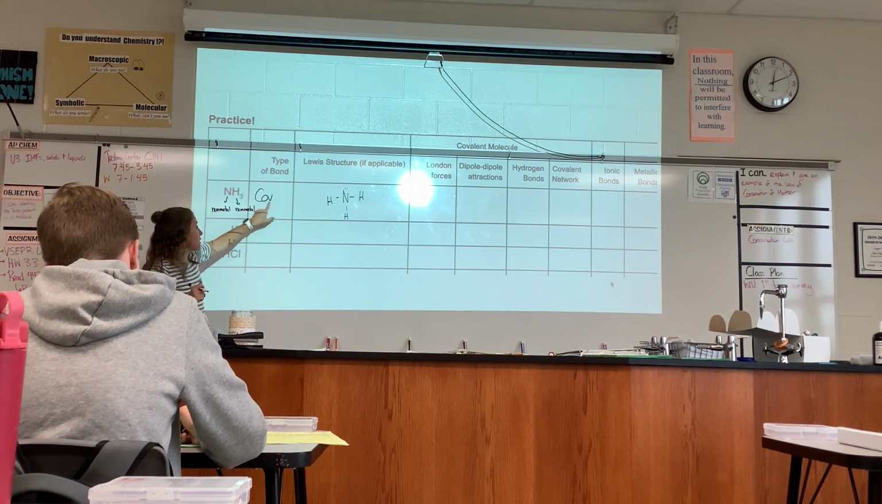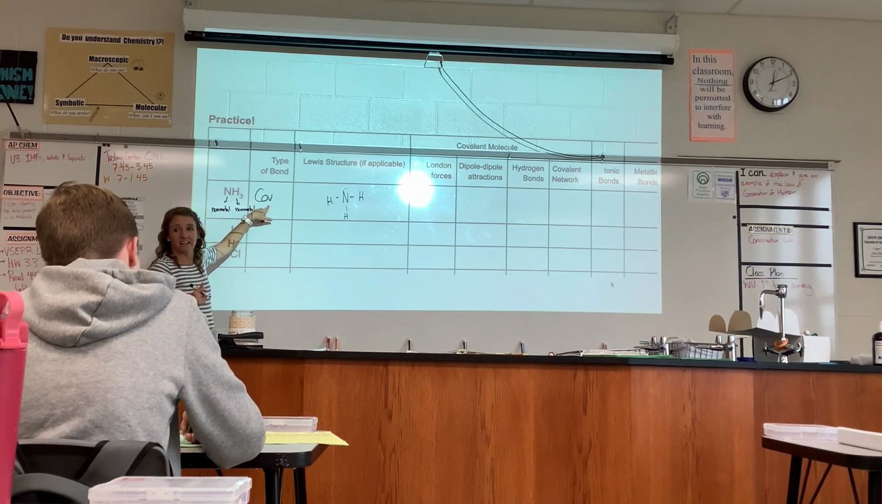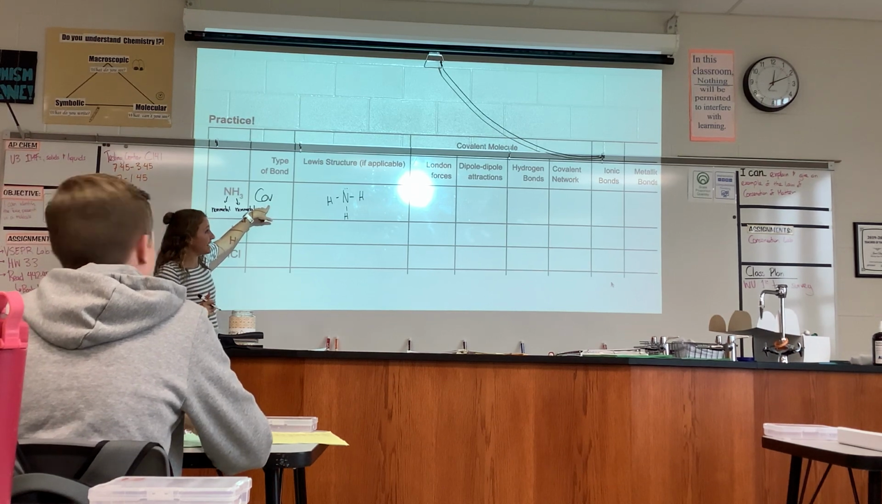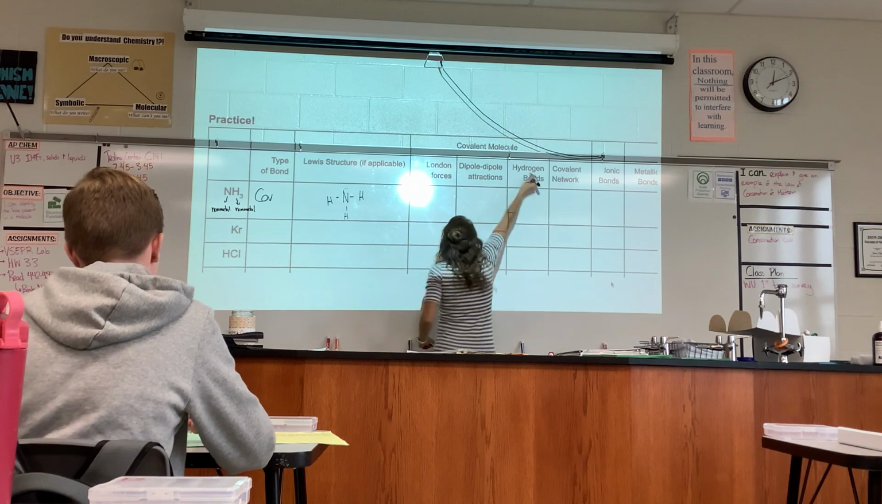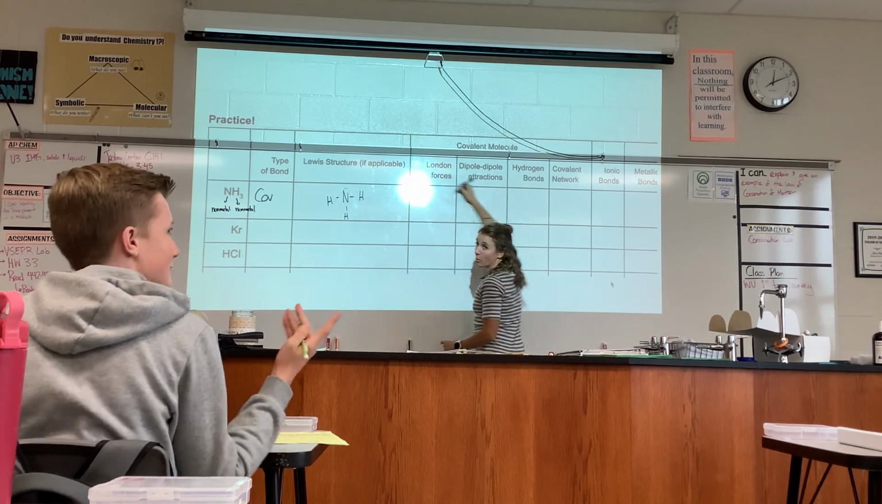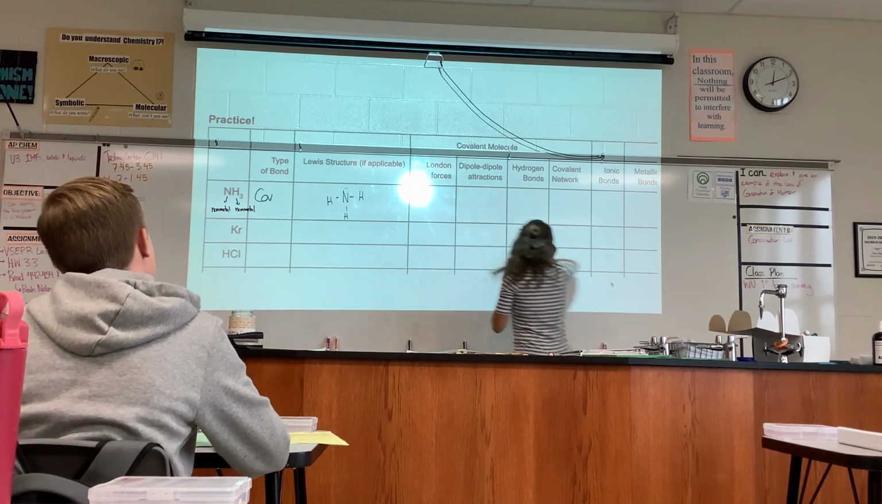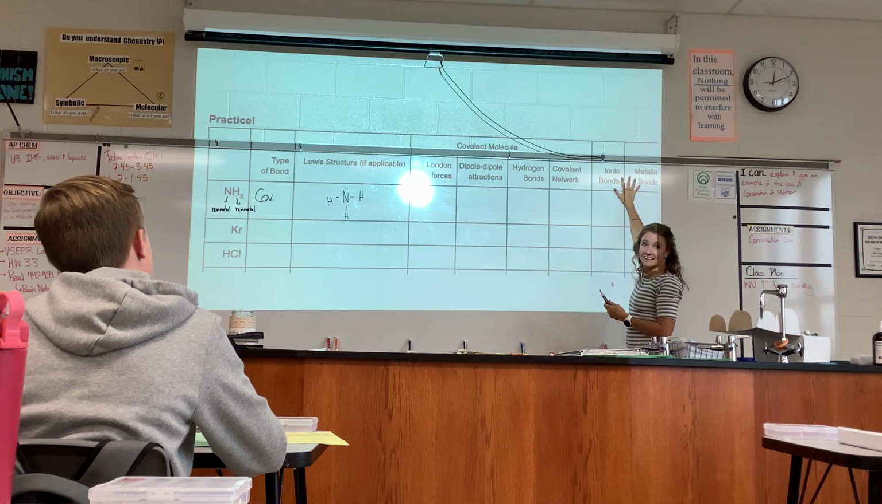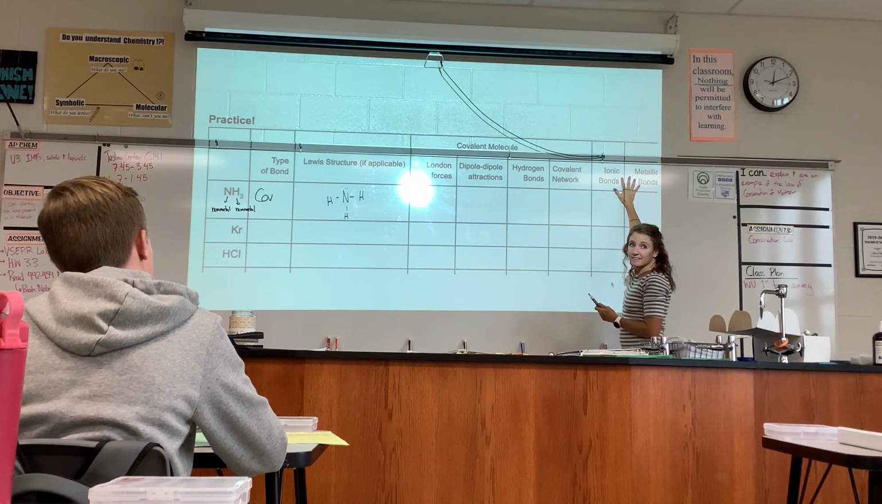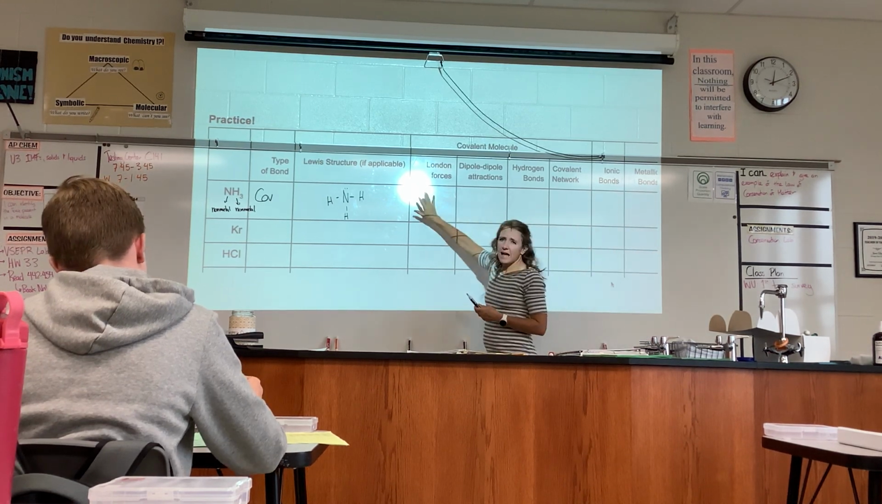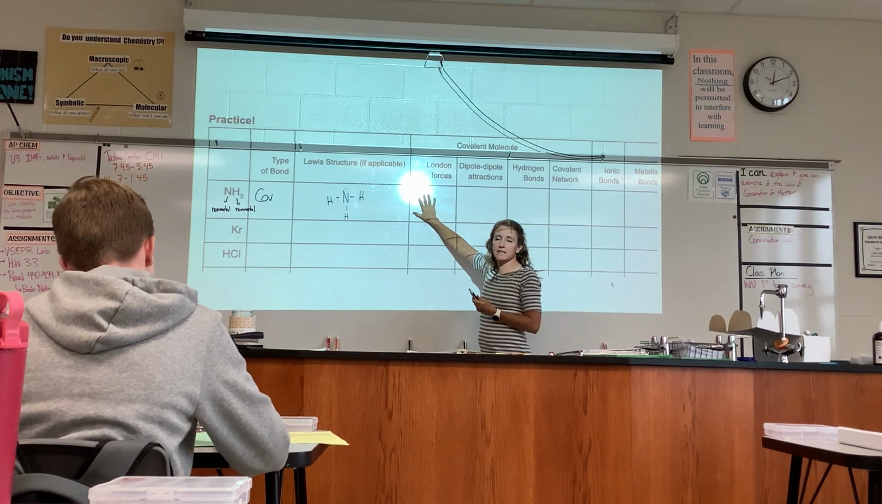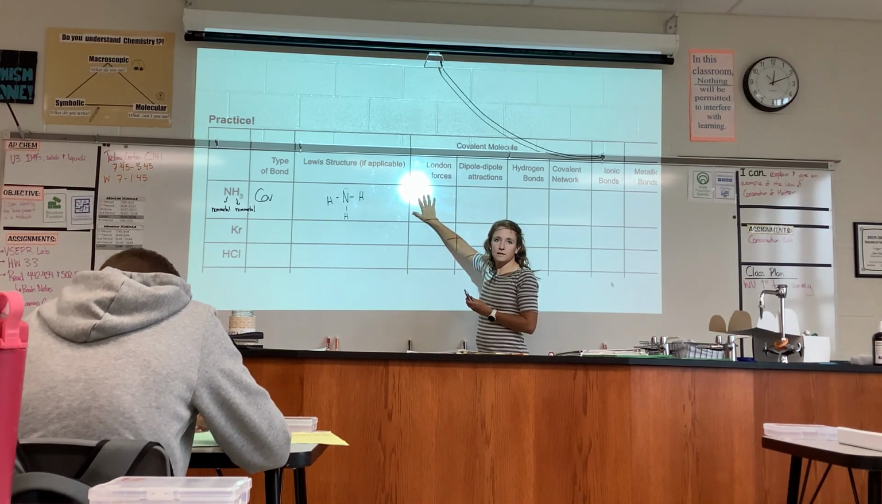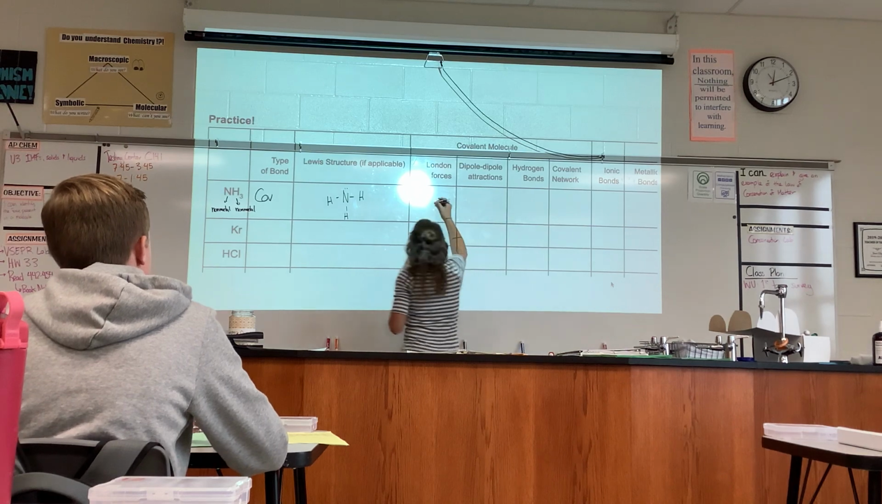Now, if it's covalent, then it's going to be these options only. Okay, because once again, that's for ionic and metallic things. Okay? So, how do we know if a molecule exhibits London forces? If it exists. If it exists and it's covalent. Yep.